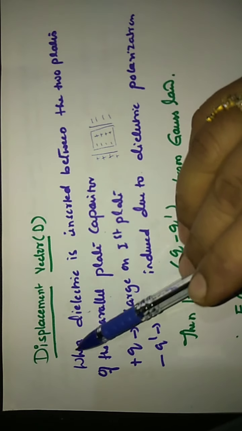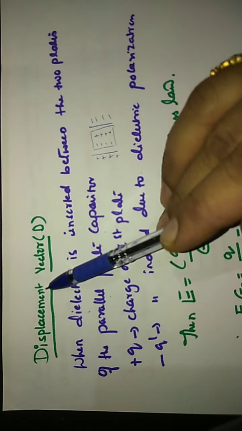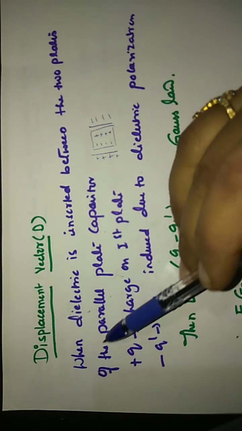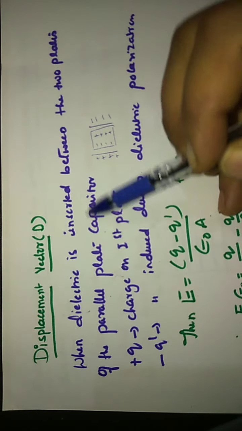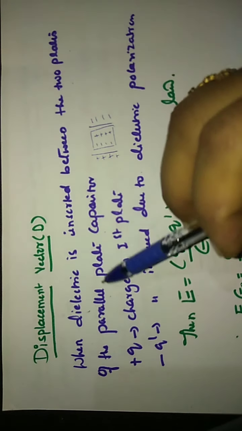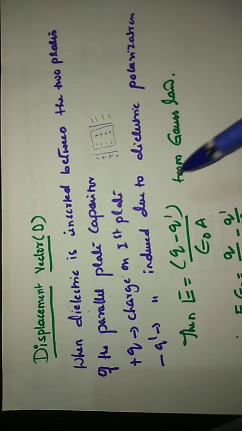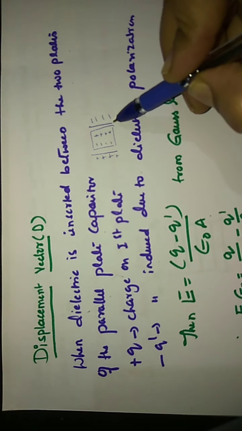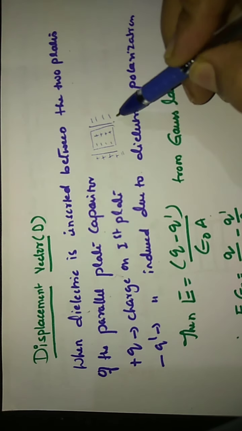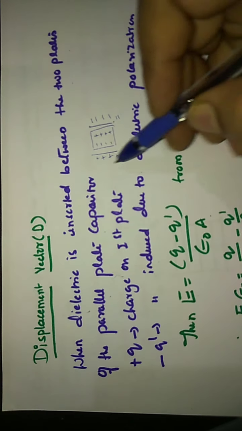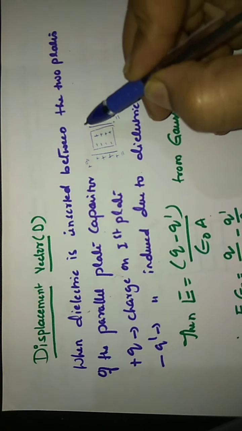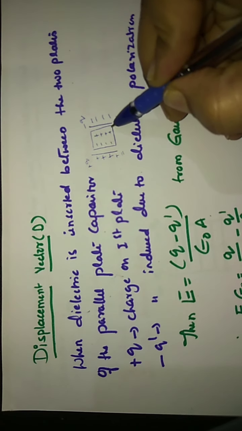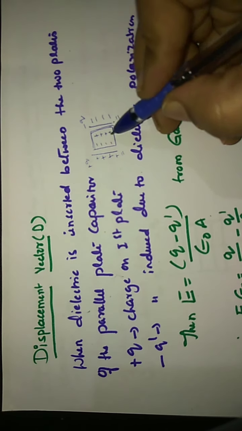Dear students, in this class let us learn about the electric displacement vector, which is denoted by capital D. So you all know that when a dielectric is inserted between the two plates of the parallel plate capacitor, what happens? Suppose these are the two plates of the parallel plate capacitor, one charged with positive charge and the other with negative charge, plus Q and minus Q respectively. Then if a dielectric is inserted between these two plates, what happens?